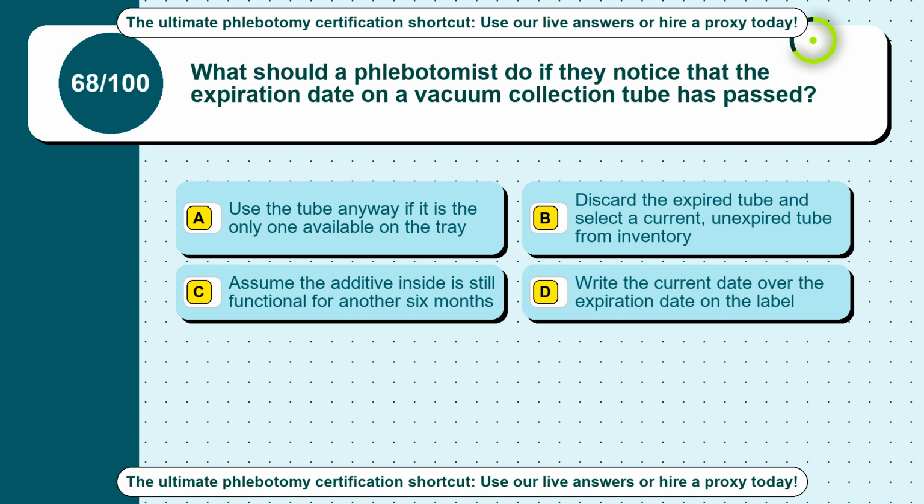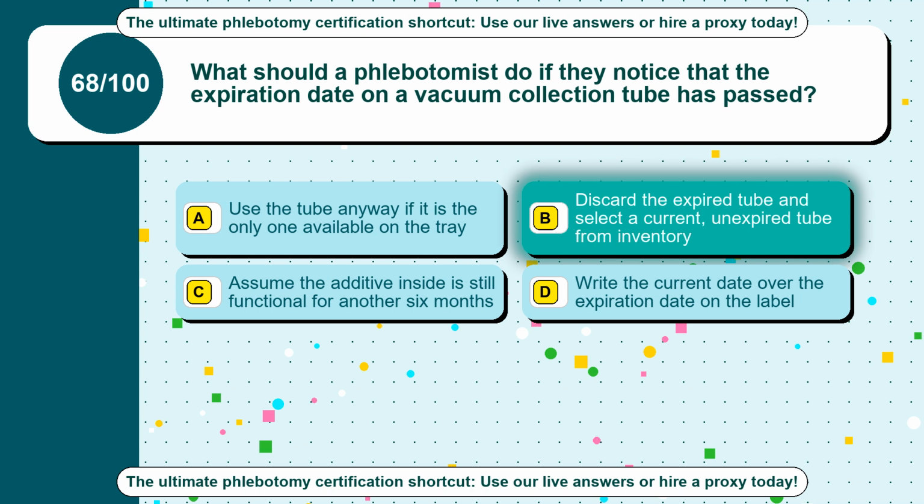Use the tube anyway if it is the only one available on the tray. Option B. Discard the expired tube and select a current, unexpired tube from inventory. Option C. Assume the additive inside is still functional for another 6 months. Option D. Write the current date over the expiration date on the label.